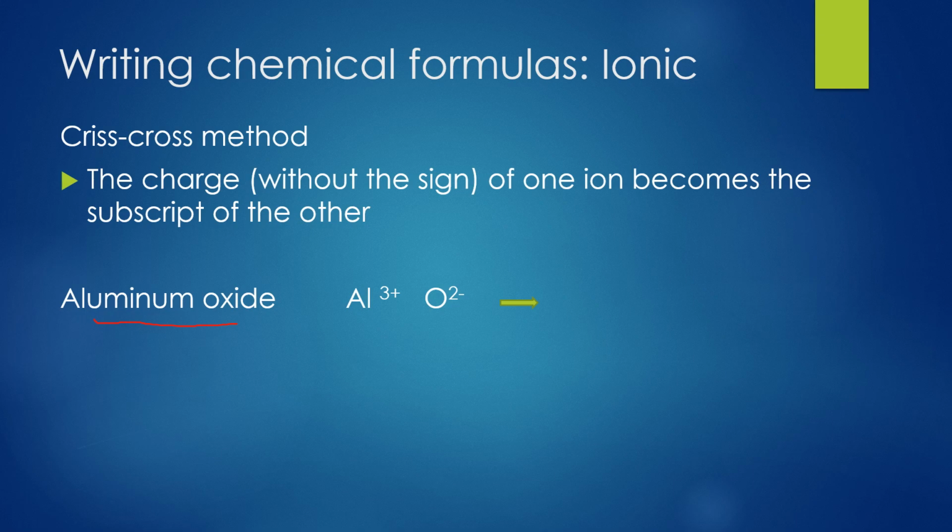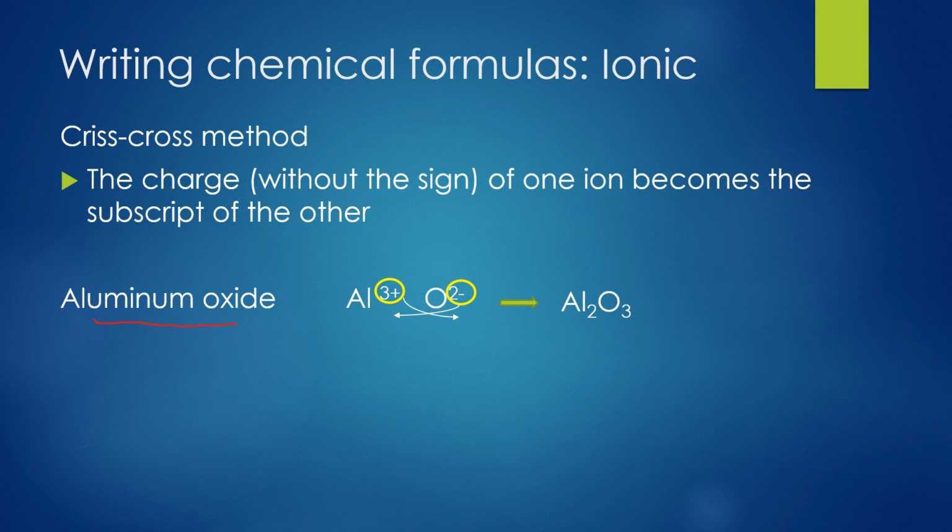Now how does the crisscross method work? The charge of one ion becomes the subscript on the other, meaning we crisscross them. So this 2 that's on oxygen is going to be the subscript on aluminum, meaning we need 2 aluminums. Notice we're going to take the number but not the charge, because we don't want -2 aluminums, right? So you just bring the number down. And then for oxygen, since there's a 3+ on aluminum, 3 is going to become the subscript on oxygen. So we get a formula of Al2O3.